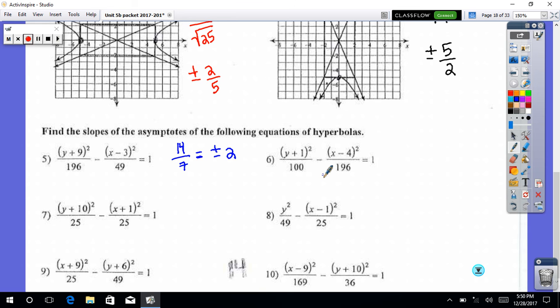Okay, over here, our y is 100, square root of 100 is 10, square root of 196 we just found out is 14. Simplify that, and you get 5 over 7.